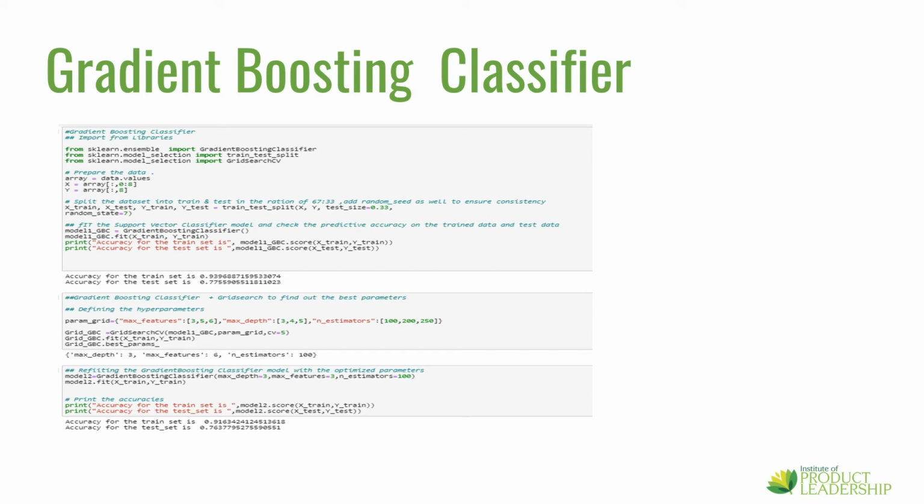In step 2, we use grid search to get the best hyperparameters for this data, and in this case they are maximum depth of the tree is 3 and maximum features is 6 and the number of trees being 100. Step 3. Here we will apply the optimized hyperparameters to generate the model again and check the train and test accuracy scores. In this case it is 0.91 and 0.763 respectively.